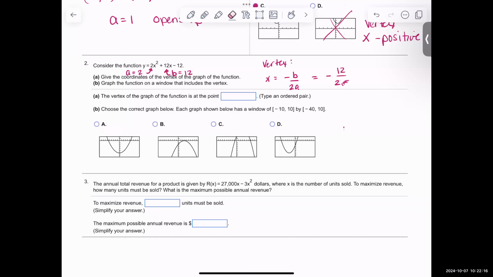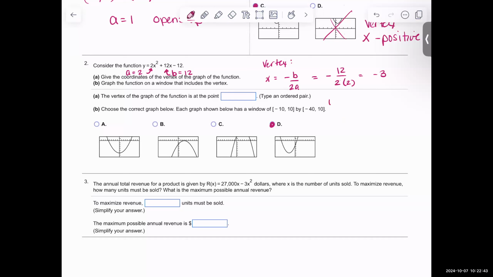And my iPad's trying to help me. This is static electricity when it does that. So 2 times 2. Is that -3? So it's probably D, just by looking at the graphs. If the x coordinate of the vertex is negative, does it have to be D? I'm thinking. All right, so what's the y coordinate?